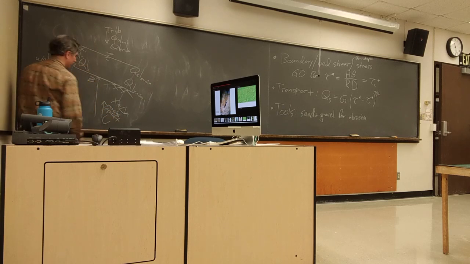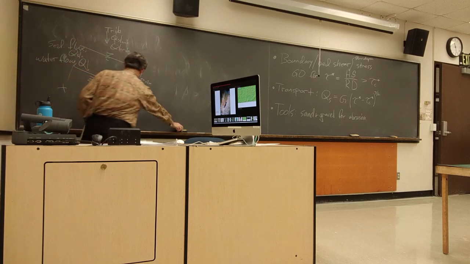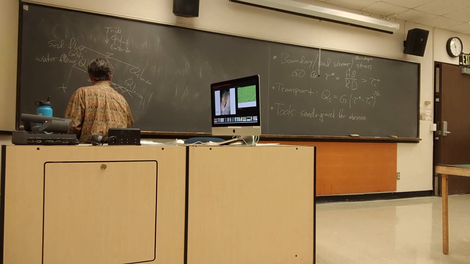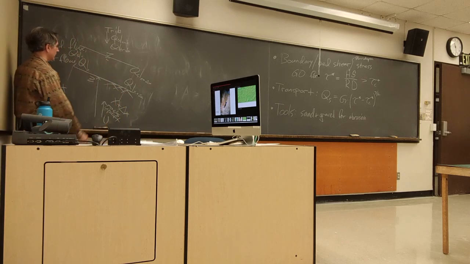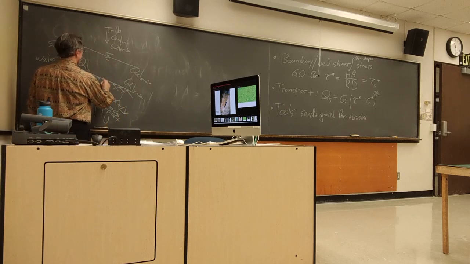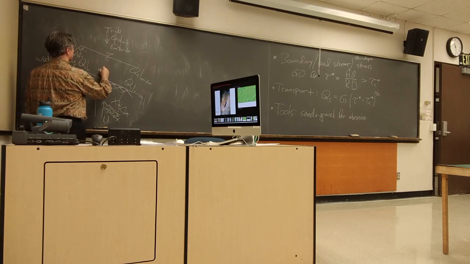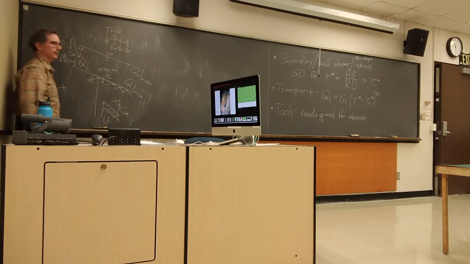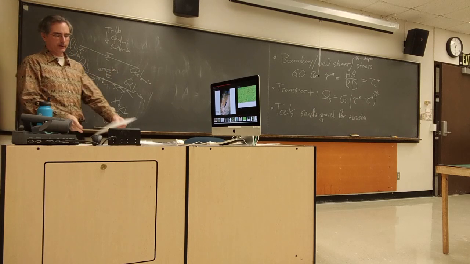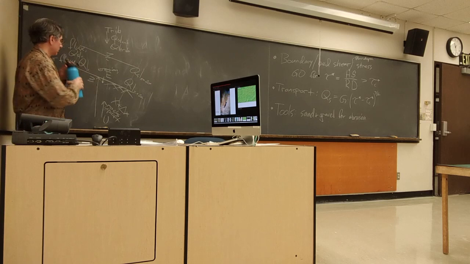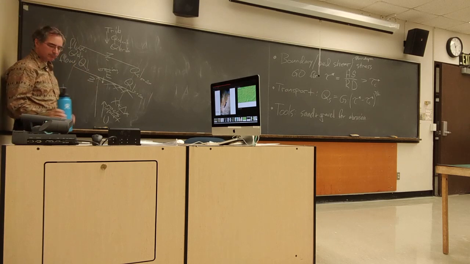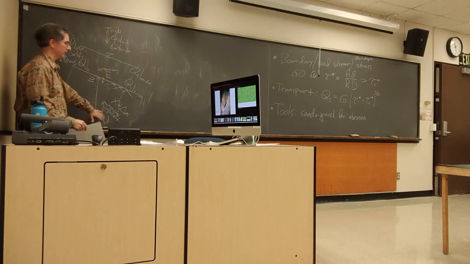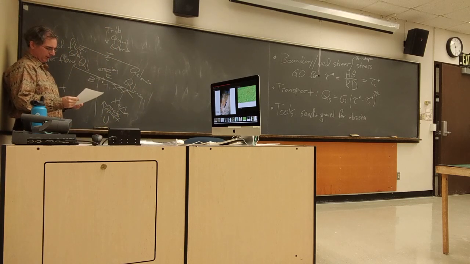Call it U. Boy, that's an awful U. Let me make that a little better. Okay, so I've got my rock uplift, I've got some erosion, and I'll call that capital E. These are the same variables used in the book. I didn't want to use U for this because we use that for velocity of water, but this U is for rock uplift.